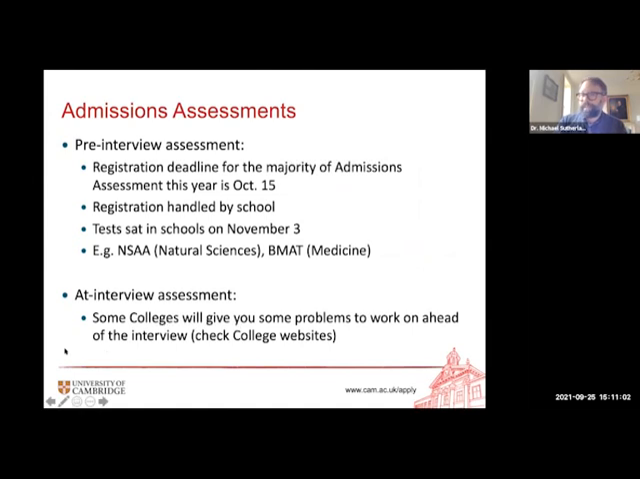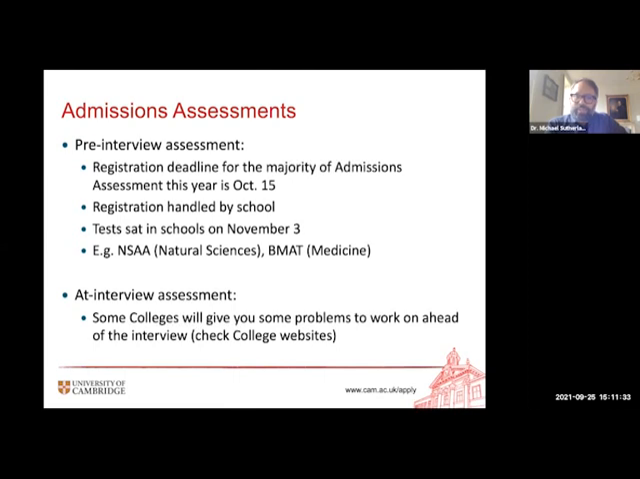There are two types of assessments that we run at Cambridge. The ones that you're interested in are mainly these pre-interview assessments, the ones that take place prior to coming up to Cambridge for an interview. The registration deadline for the majority of these, including the NSAA, is October 15th, and registration is normally handled by your school. So you need to speak to your teachers, let them know you're applying to Cambridge, and they should be able to get you registered for the NSAA.